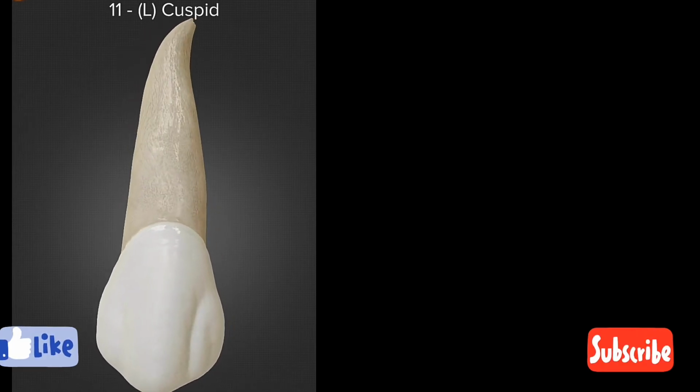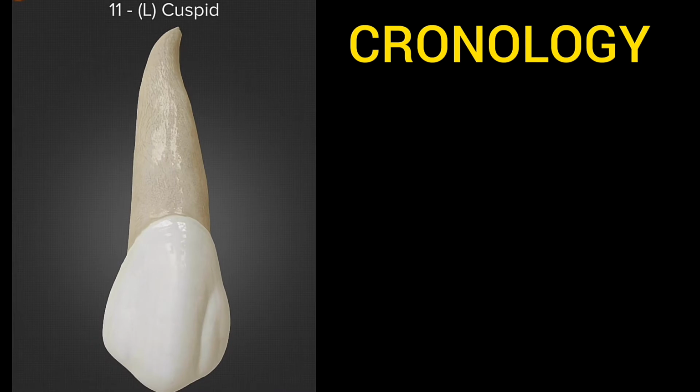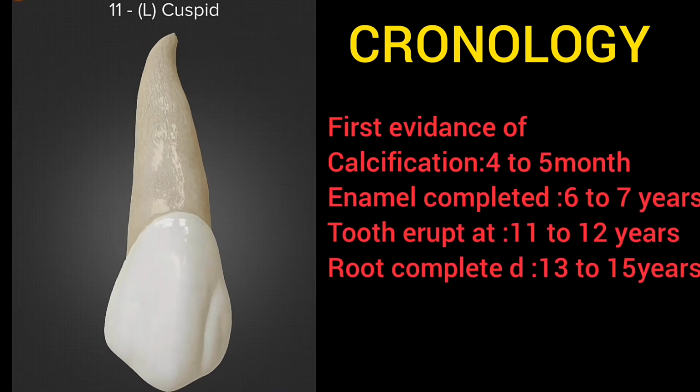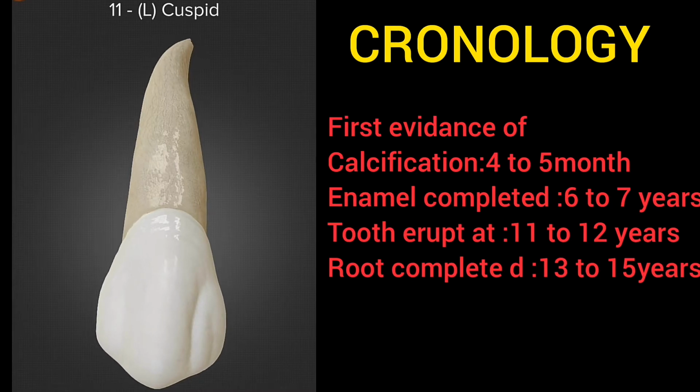The first evidence of calcification starts at 4 to 5 months and enamel is completed at 6 to 7 years, and this tooth erupts at the age of around 11 to 12 years, while the root is completed at 13 to 15 years. So if we take the measurement of this tooth, the crown length is 10 mm.